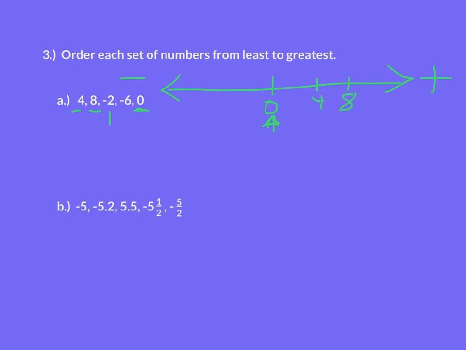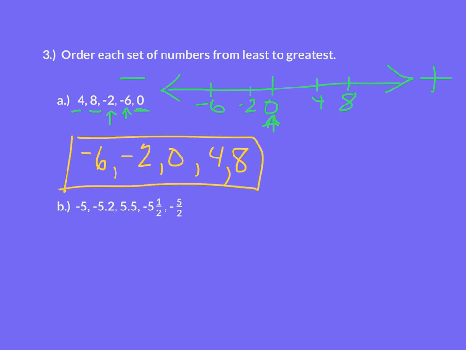And then I've got negative 2 and negative 6. So when I'm going this way, negative 2 is closer, because it's 2 units away from 0, than negative 6 is. Now remember, I didn't put all the little lines there because I'm really more interested in their placements on the number line. So if I'm going to put these in order from left to right, or from least to greatest, it would be negative 6, negative 2, 0, 4, 8.